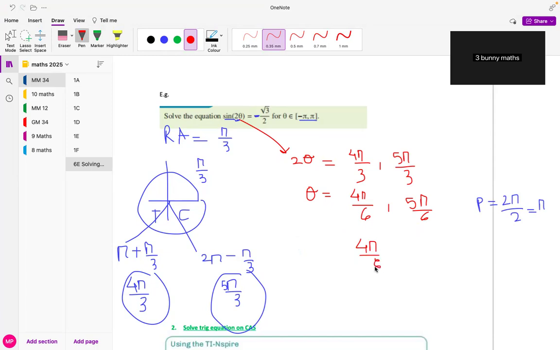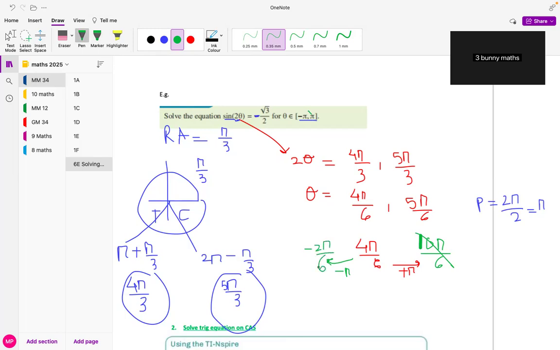If I add the period, 4 pi over 6 plus pi, that gives me 4 pi over 6 plus 6 pi over 6, which is 10 pi over 6. Check with my domain: my domain goes up to pi, and 10 pi over 6 is over, so I can't go further. But if I go backward, 4 pi over 6 minus pi, I get negative 2 pi over 6.